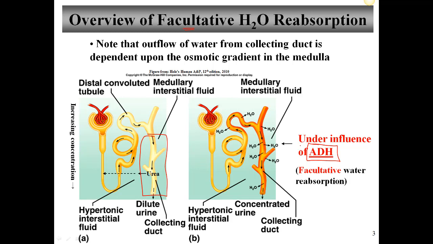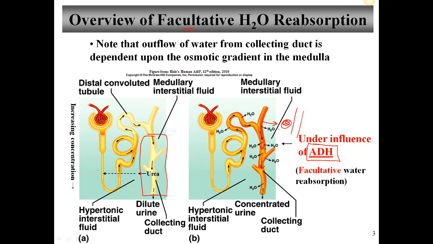So under the influence of ADH, any of the fluid that goes into the collecting duct, and I'm on the right-hand panel here of this slide, any of the water that comes through the collecting duct is actually pulled out of that and then can go out into the interstitium. Eventually this will get reabsorbed into the peritubular capillaries that we talked about in the last lecture.